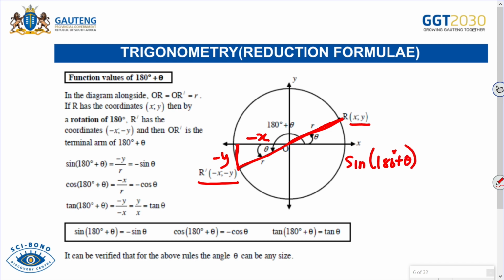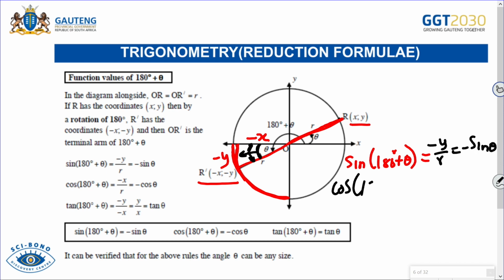remember 180 plus theta is now in this quadrant, which is quadrant 3, right? We say it's equal to, from your SOHCAHTOA, but now we are looking at this angle, we are going to say sine is given as opposite over hypotenuse. So it means you'll get negative y all over r. So it means in the third quadrant, sine is going to be negative.